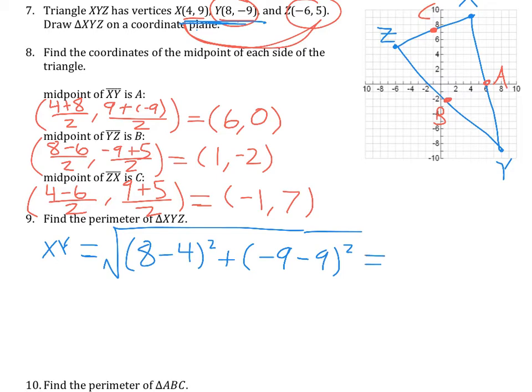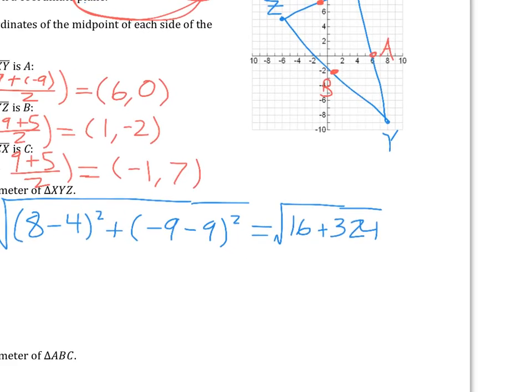Alright, so this one equals 8 minus 4 is 4. Square that, you get 16. 9 minus negative 9 is not 0, it's 18. 18 squared is 324. So that equals the square root of 340.